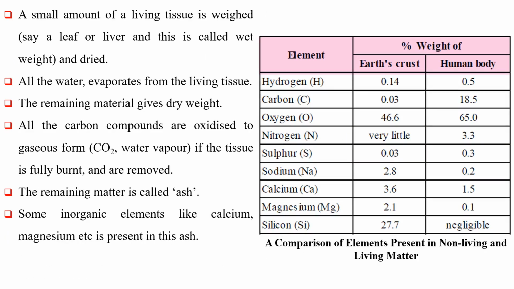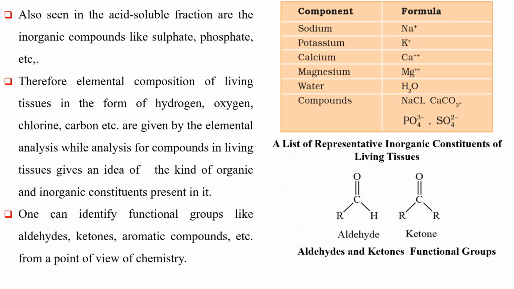A small amount of a living tissue is weighed and dried. All the water evaporates from the living tissue. The remaining material gives dry weight. All the carbon compounds are oxidized to gaseous form if the tissue is fully burnt and are removed. The remaining matter is called ash. Some inorganic elements like calcium, magnesium, etc. are present in this ash. Also seen in the acid-soluble fraction are inorganic compounds like sulfate, phosphate, etc.